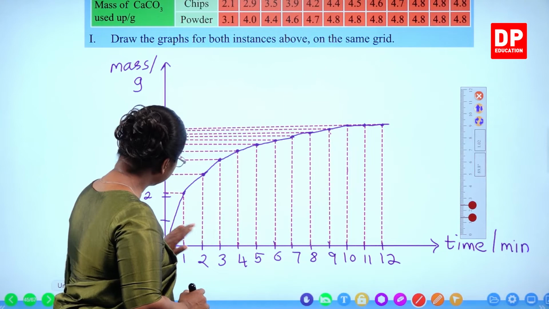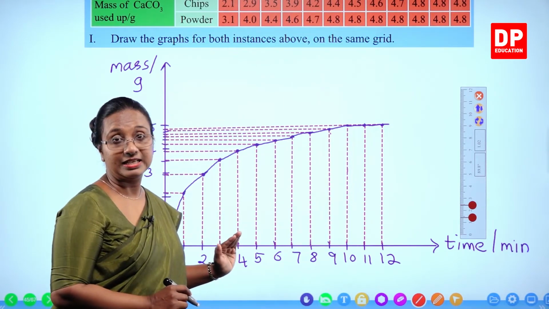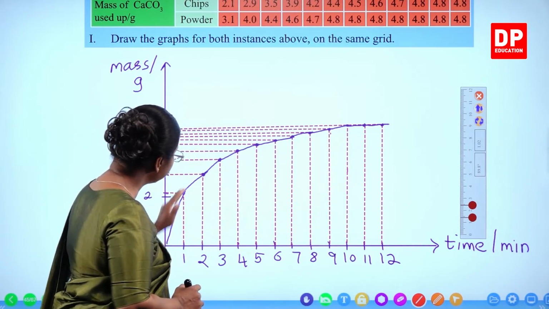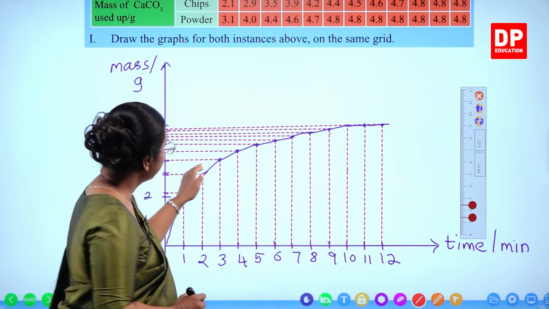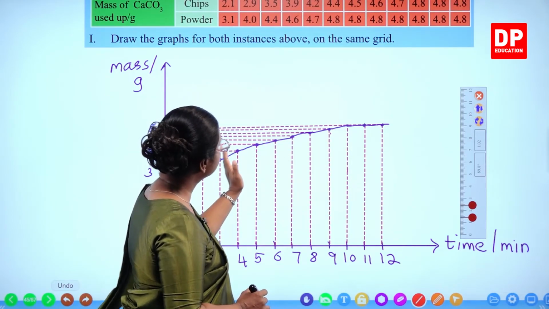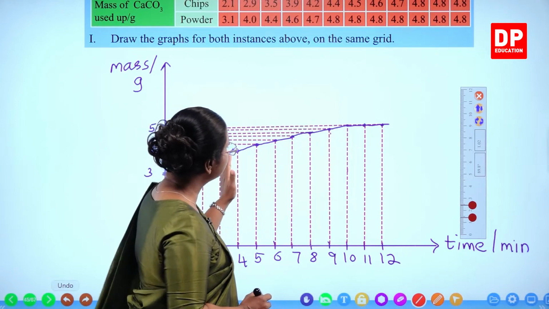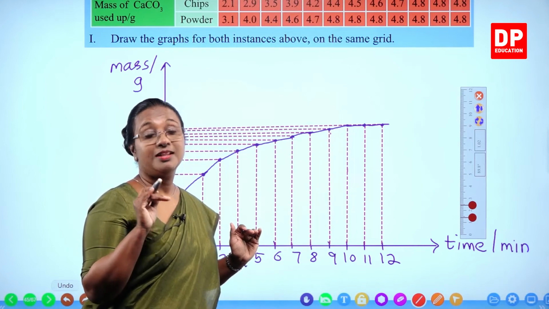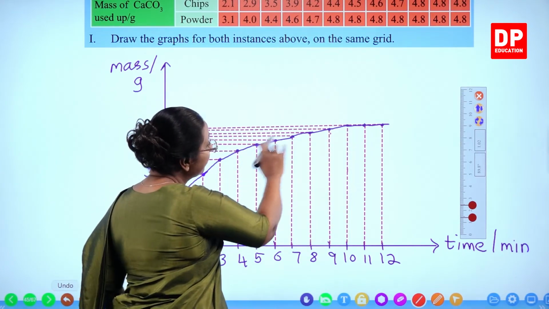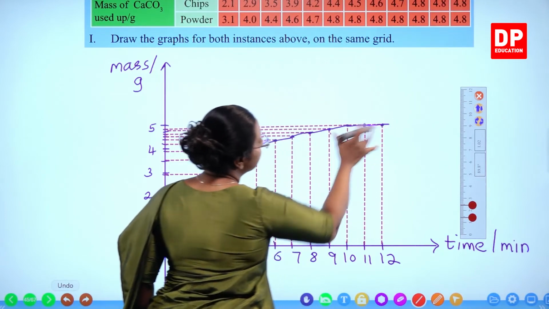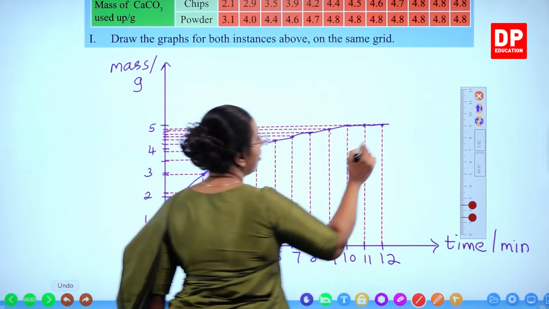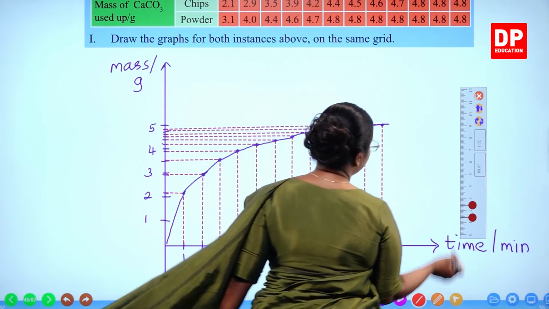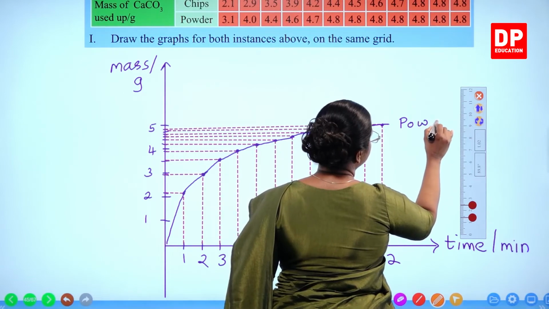Now, at these points, can you see the gradient? It's increasing quickly. So, that means the rate of reaction is faster up to these points. Then as the time increases, you can see it's becoming more and more flat. So, that means the gradient decreases. The rate of reaction is slowing down. And at this point, it does not change. So, that is for powder, calcium carbonate powder.